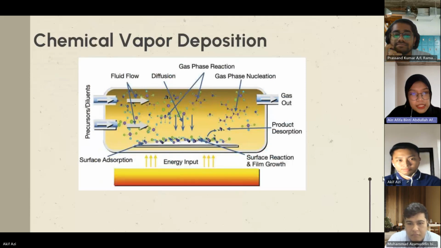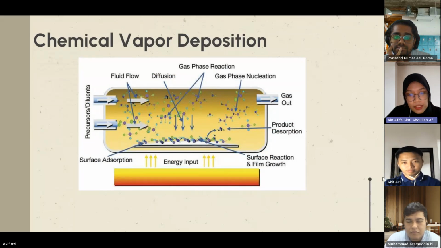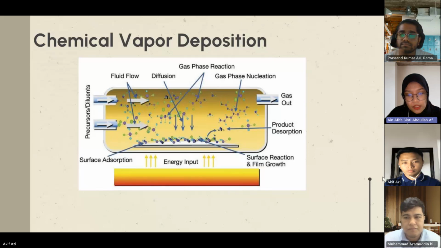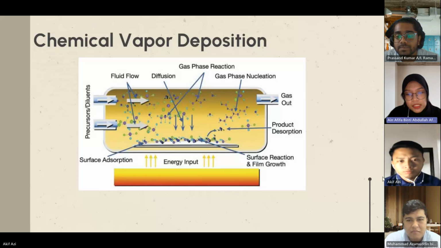The last one of the forming processes is chemical vapor deposition, which is CVD. As you can see in this slide, in the fluid flow, this is where the precursors and diluents flow into the system. Then the precursors adhere to the surface of the substrate, and energy is supplied to activate the process. The activated precursors spread across the surface, and the reaction occurs in the gas phase, leading to nucleation. Then reactions on the surface lead to film growth. Byproducts are released from the surface and the gases exit the system after the reactions have occurred. Each step in this process is crucial for the formation of the microporous ceramic membrane.